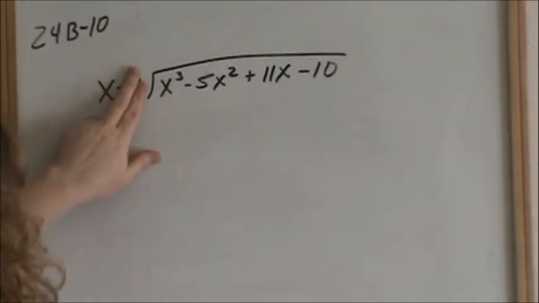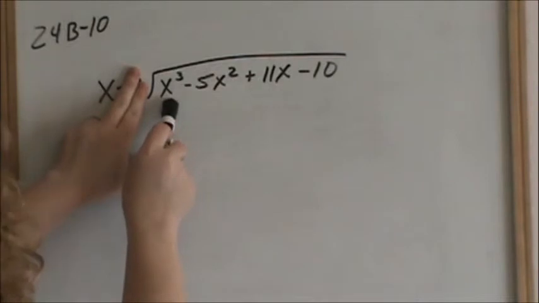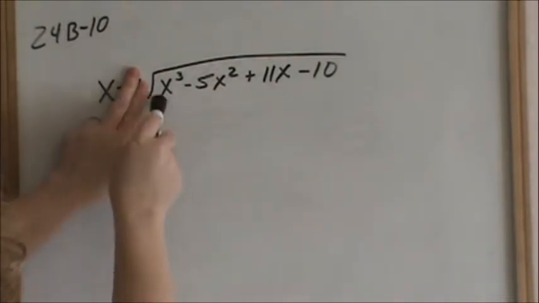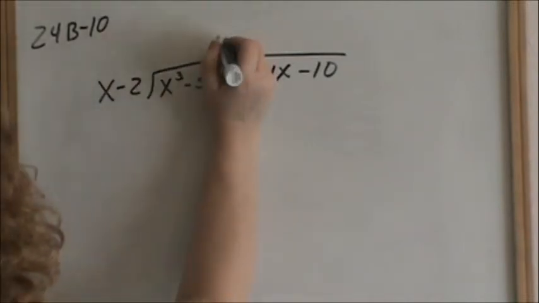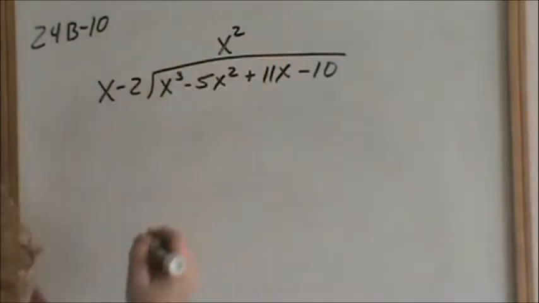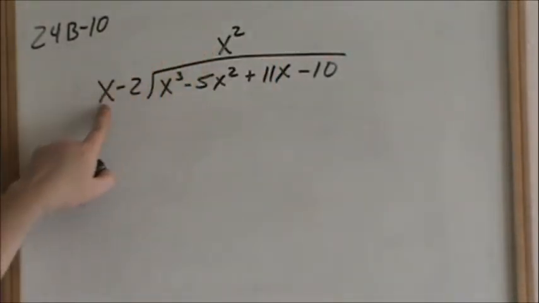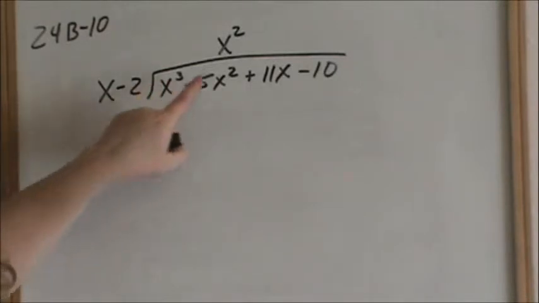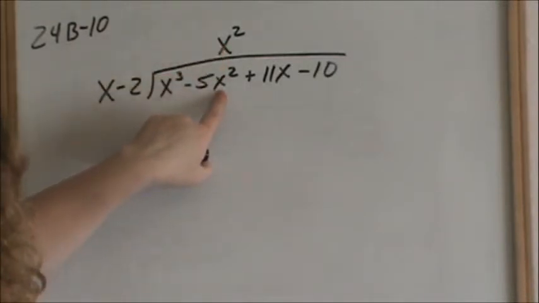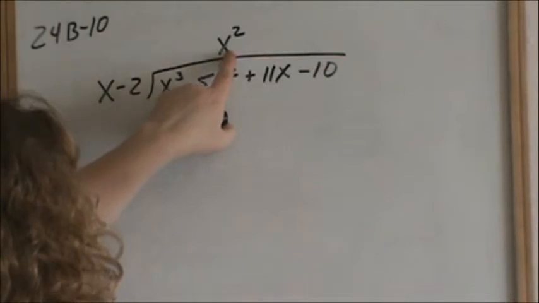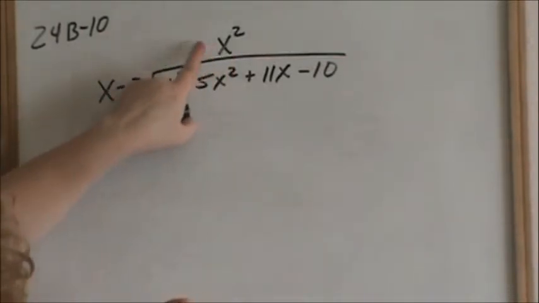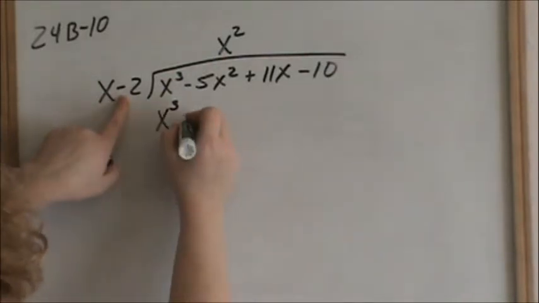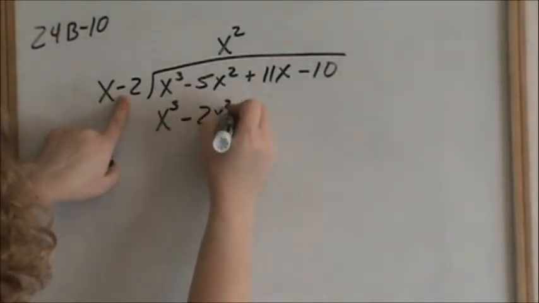You cover this up and you say x into x cubed. What times x gives you x cubed? X squared would. So you can see x squared times x is x cubed. You write it over your x squared column. So now you multiply x squared times x, x cubed. X squared times negative 2 is a negative 2x squared.